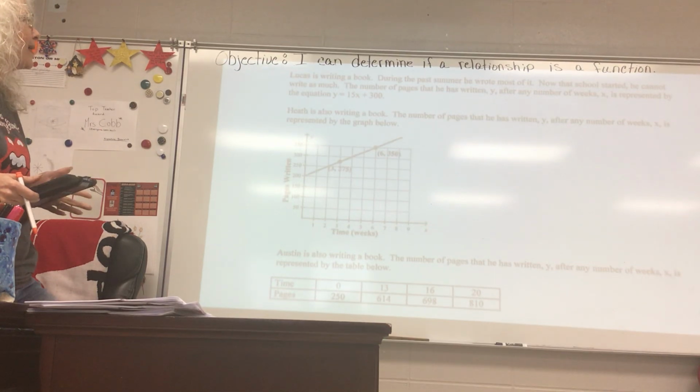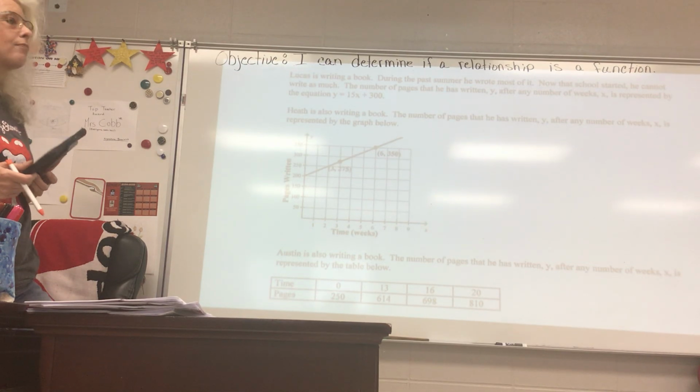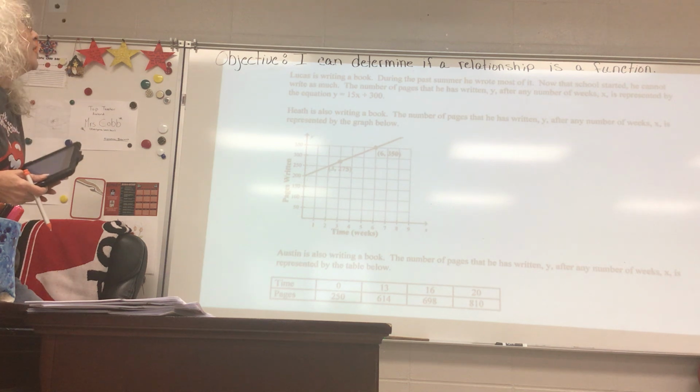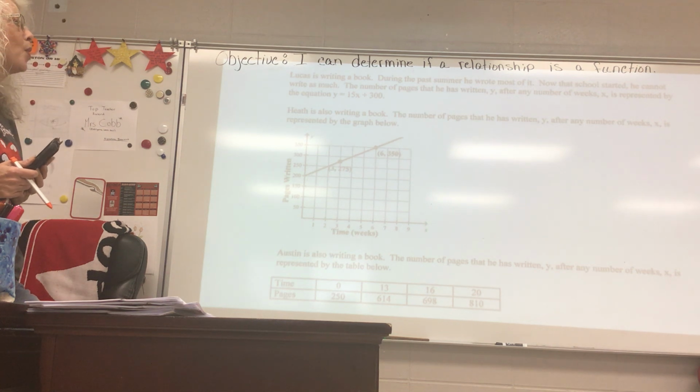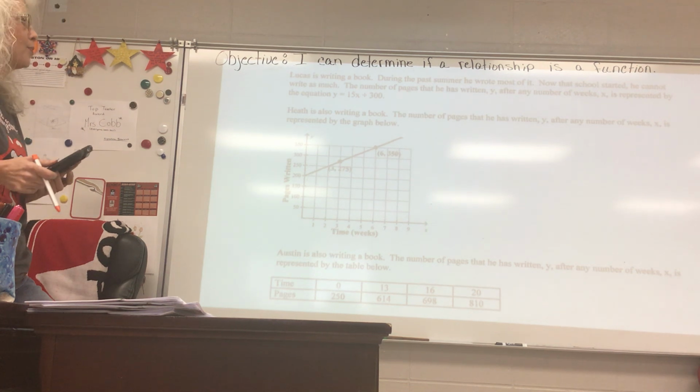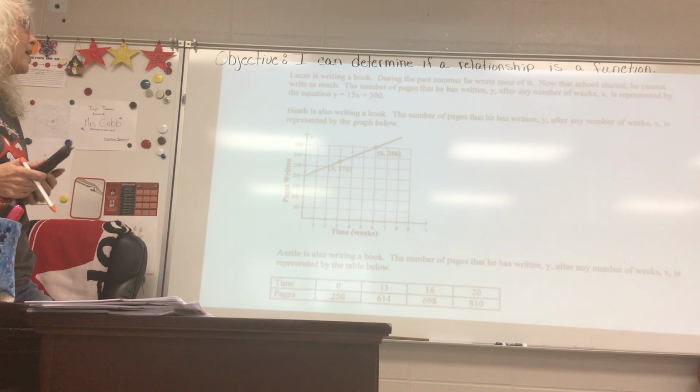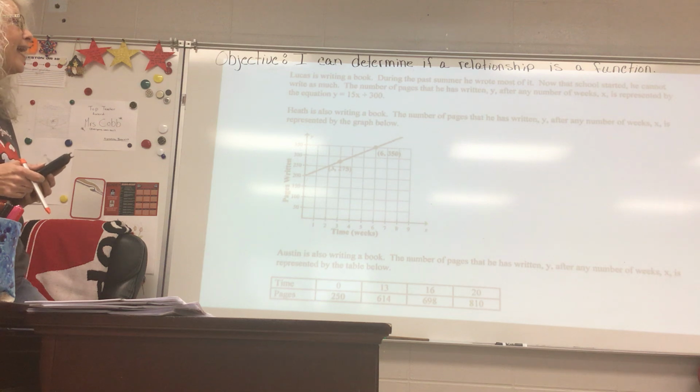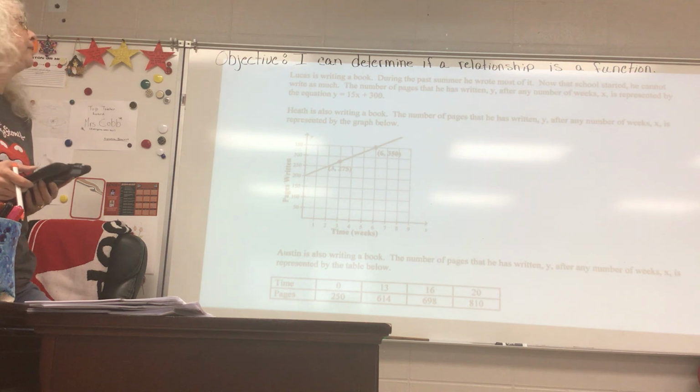Alright, so on bell ringer 49, it says Lucas is writing a book. During the past summer, he wrote most of it. Now the school started, he cannot write as much. The number of pages that he has written, y, after any number of weeks, x, is represented by the equation y equals 15x plus 300.